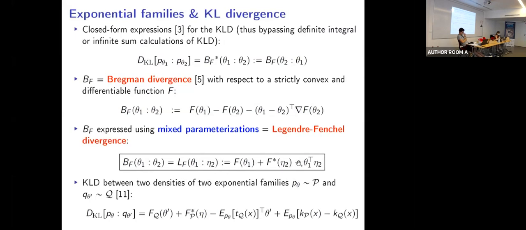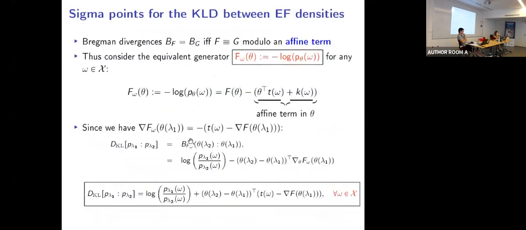And actually, this formula can be extended when you want to compute the KLD between two densities of two different exponential families by this formula here. So I refer you to this recent work here for a derivation of that formula. So now, to express the KLD between two densities of an exponential family with sigma points, we observe that basically the Bregman divergence is defined modulo some affine term, so that if f and g differ by some affine term, they lead to the same Bregman divergence.